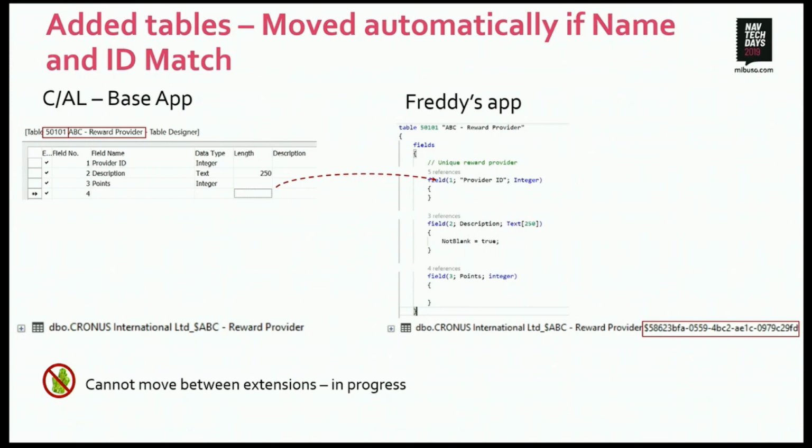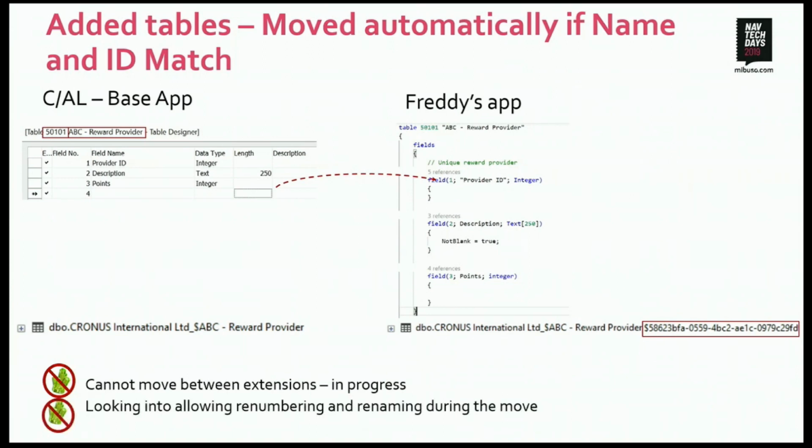Now, we have a problem that we cannot move the tables from one extension to another. So if the table ends up in the base app, currently there is a deliverable that is in progress, which will let you move the table from the base app to any other extension that you want, using a similar mechanism. In reality, it's going to be renaming this GUID and updating a few metadata objects.